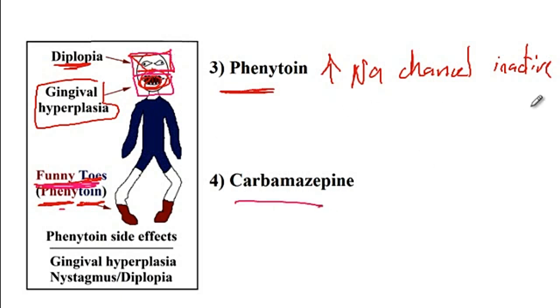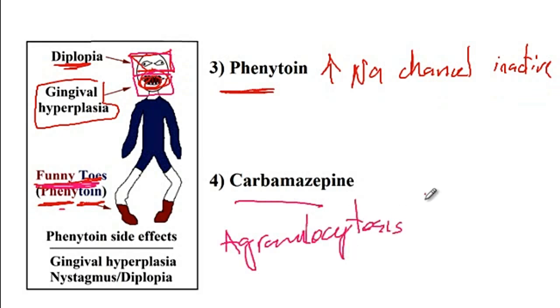Carbamazepine, which is also functioning by increasing the sodium channel inactivation, is associated with bone marrow suppression, and so agranulocytosis as well as aplastic anemia are the side effects of carbamazepine.